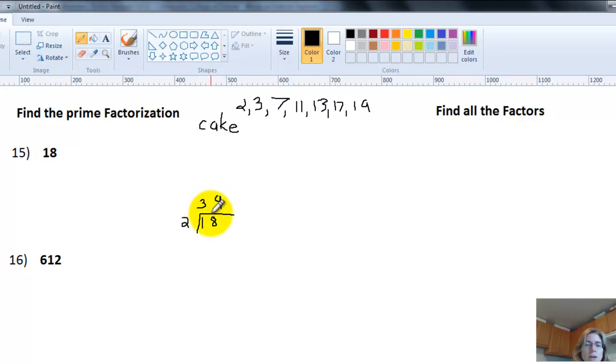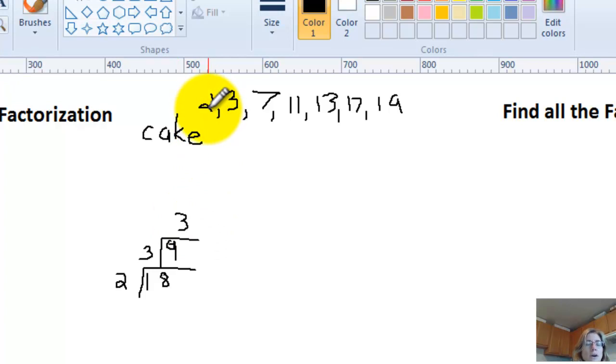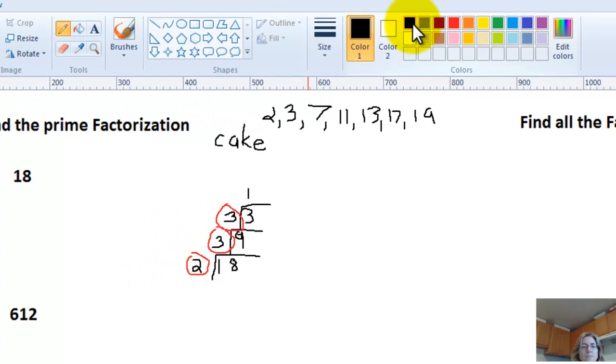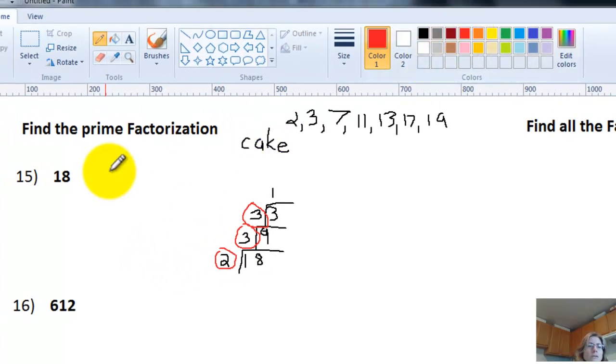And it's called a cake method because it begins to look like a cake as you build it. So 3 into 9 is 3. So does 2 go into 3? No. Does 3 go into 3? Yes. So you say 3 into 3 is 1. And once you have the 1 on top of the cake, then you're done. And these are your prime factors right here. 3, 3, and 2. So the answer becomes, well, let's do this. 3 times 3 times 2 is your prime factorization of 18.